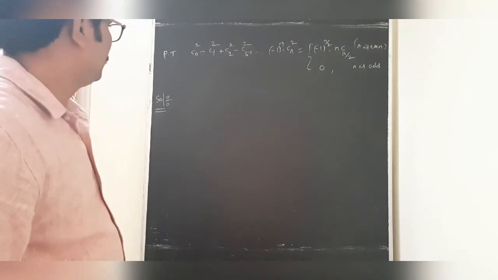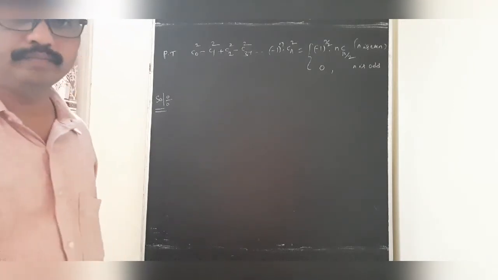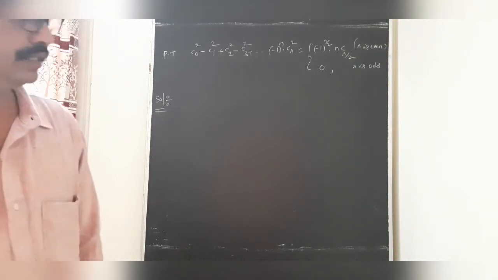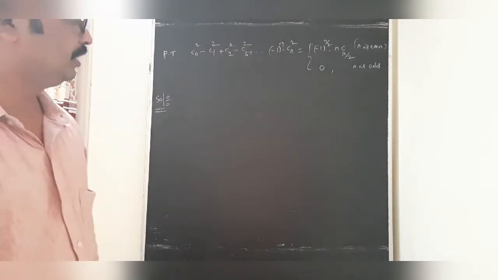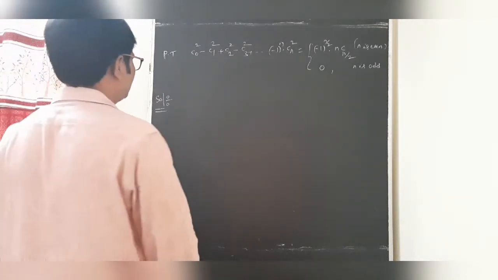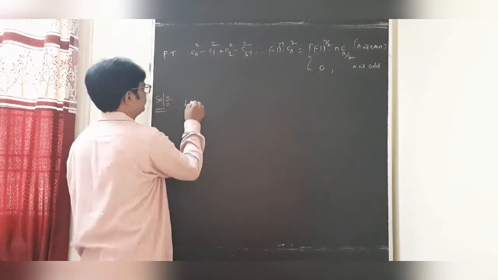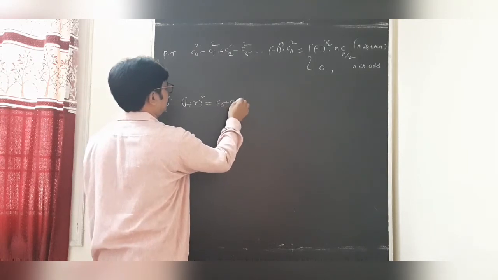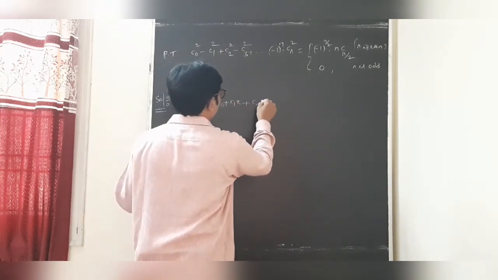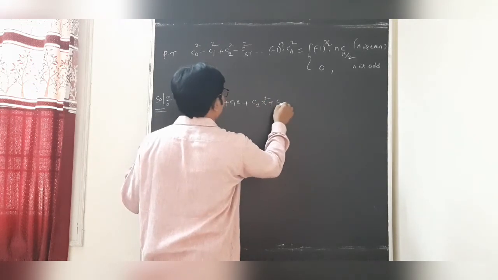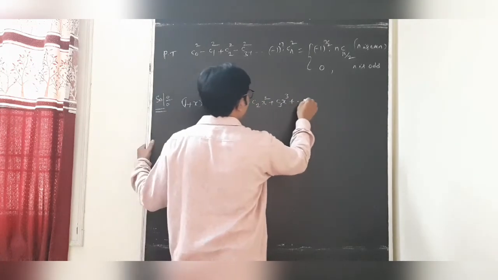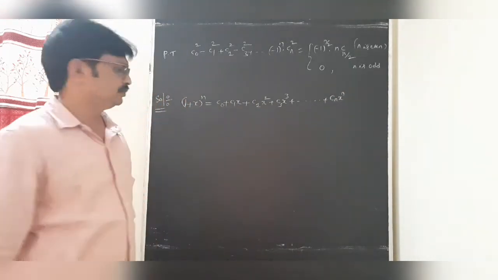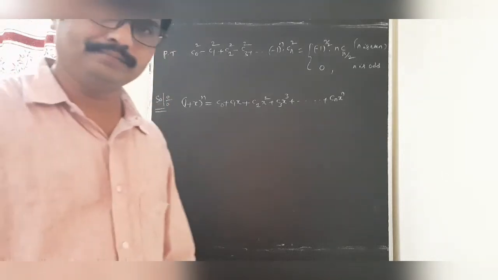My dear students, C0 square minus C1 square plus C2 square minus C3 square, and so on, plus minus 1 power n Cn square equals: if n is even, nCn by 2 into (minus 1) whole power n by 2; if n is odd, 0. So students, first we write the expansion of (1 plus x) whole power n: C0, C1 x, C2 x square, C3 x cube, and so on, Cn x power n.